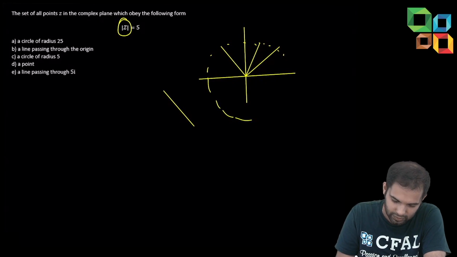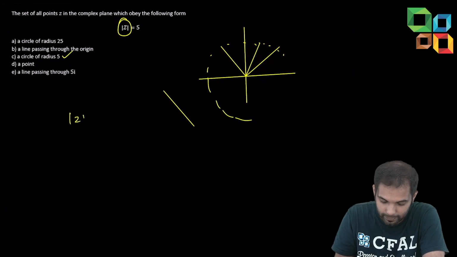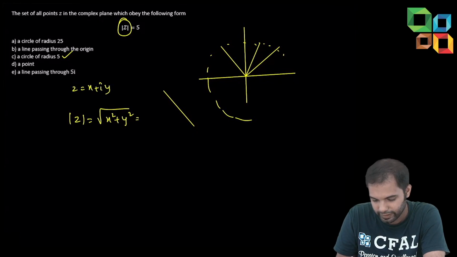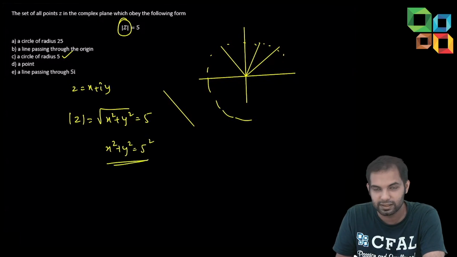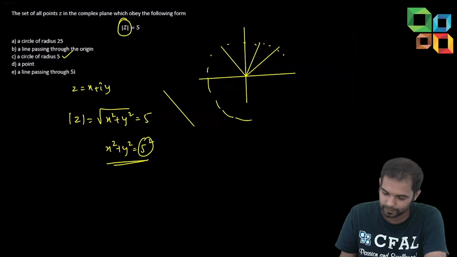Fine. If you want to solve it algebraically, what do you mean by modulus? Nothing but root of x square plus y square, assuming your z is nothing but x plus iy, is equal to 5. Can you see this? If you have seen this equation in circles, you know that this represents a circle with center at origin and radius 5. That will give you the same answer. Okay. Circle with radius 5.